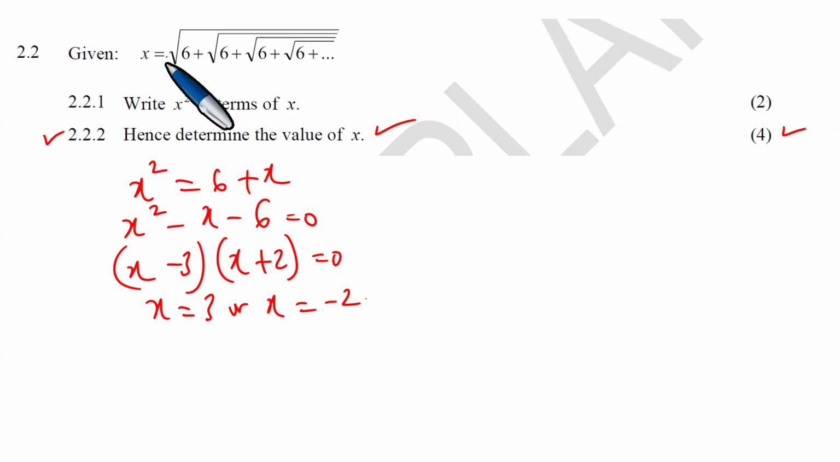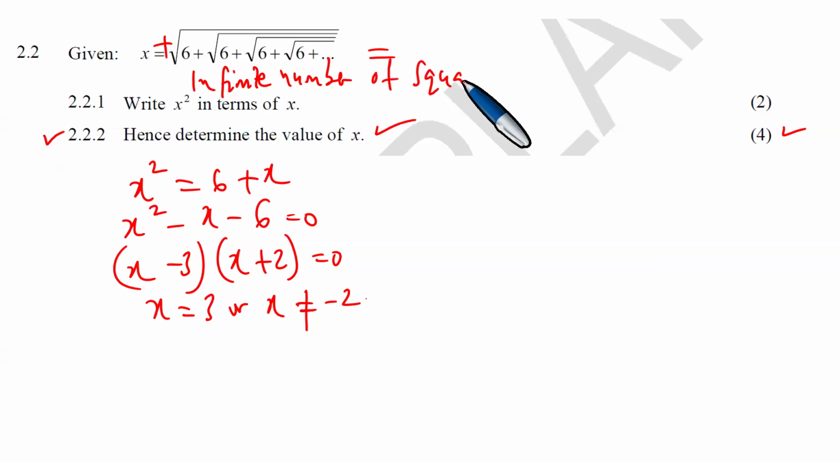But since x is actually equal to positive square roots, we can certainly say that x is not minus 2. Also, you see, these square roots are an infinite number of square roots. Having an infinite number of square roots means that if you add all of them, the answer is just 3. The answer is just 3.